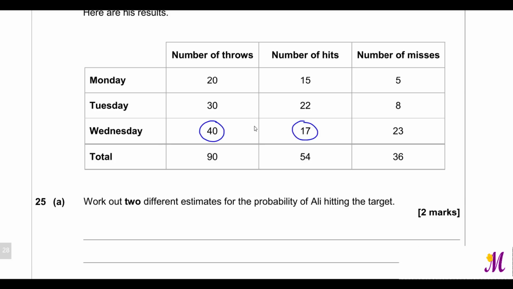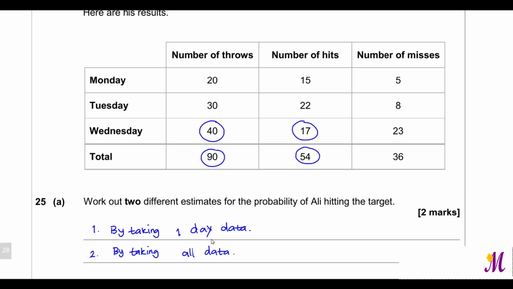So that is the first way to find the estimation of the probability, by taking 1 day data. I'll write it down here. By taking 1 day data. And the second way is by taking the whole data from all the experiments, which is in 3 days. So we see he got 54 hits out of 90 throws. So the second estimation is by taking all the data.